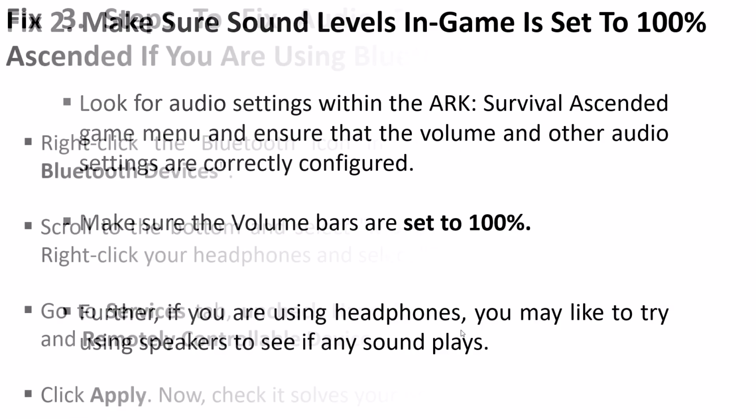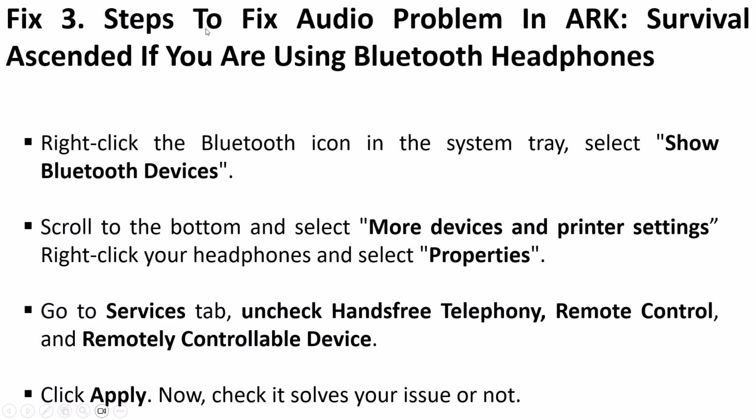Fix 3. Steps to fix audio or sound problem in ARK Survival Ascended if you are using Bluetooth headphones. So right click the Bluetooth icon in the system tray, select show Bluetooth devices, scroll to the bottom, select more devices and printer settings, right click your headphones and select properties. Now go to the services tab, uncheck hands-free telephony, remote control and remotely controllable device, then click on apply and then launch the game and check.